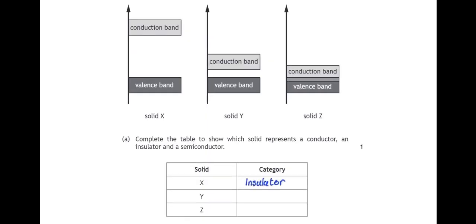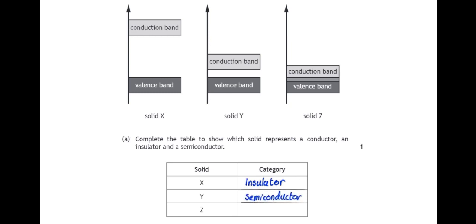Well, X is an insulator because there is a large gap between the valence and conduction band. That means that electrons in the valence band are unlikely to have enough energy to move into the conduction band, and therefore conduction is unlikely.